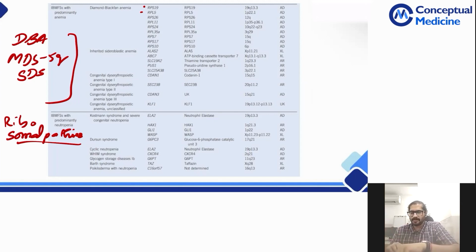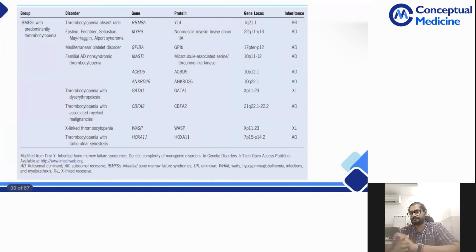And then predominant neutropenia, remember Kostmann syndrome, cyclical neutropenia and Dim syndrome. Dim syndrome, cyclical neutropenia, Kostmann syndrome, all are autosomal dominant inheritance. Diamond-Blackfan anemia, autosomal dominant inheritance. Remaining all bone marrow failures are commonly autosomal recessive in inheritance.